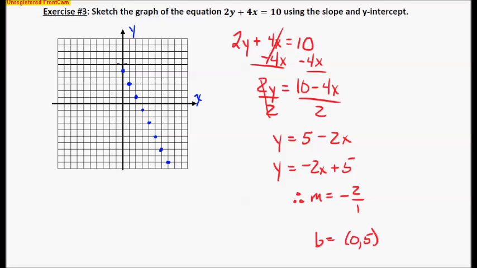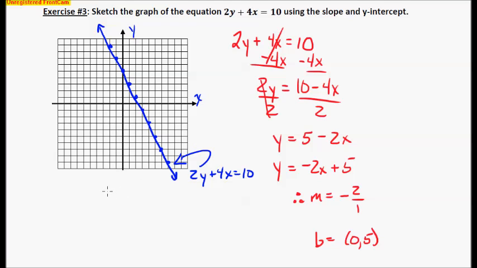Okay, and I'm going to even put some over here again, just to help me out without a ruler. Over to the left 1, that would be the same slope. Okay, so now I connect the dots. That's pretty good. All right, and this is 2y plus 4x equals 10. And I put a little arrow, and that's beautiful.